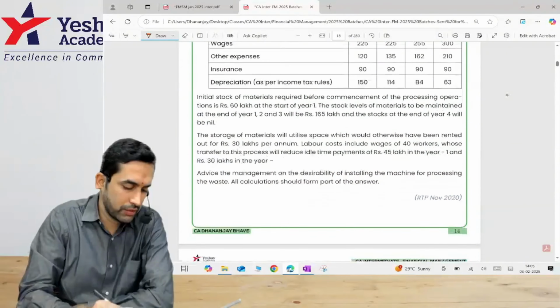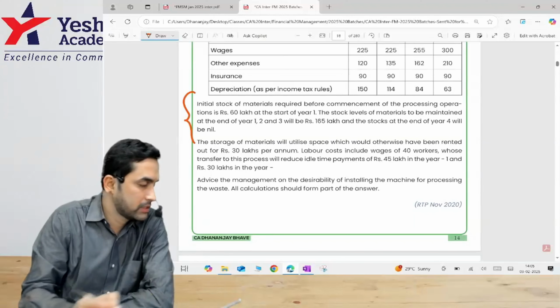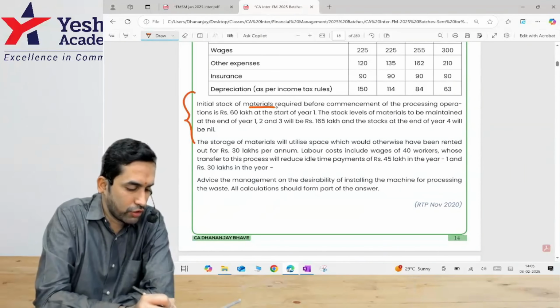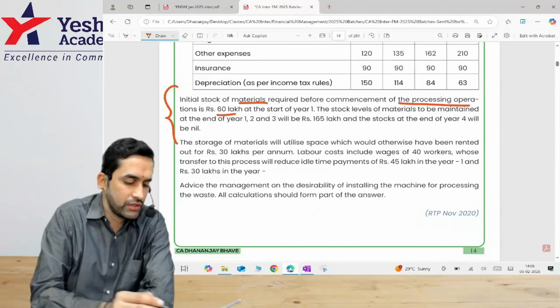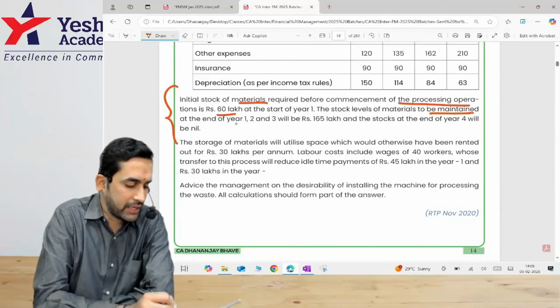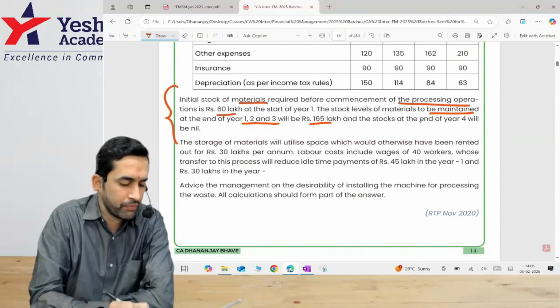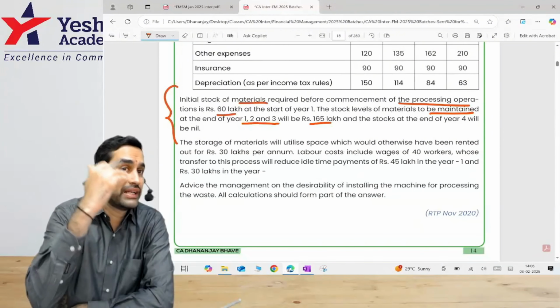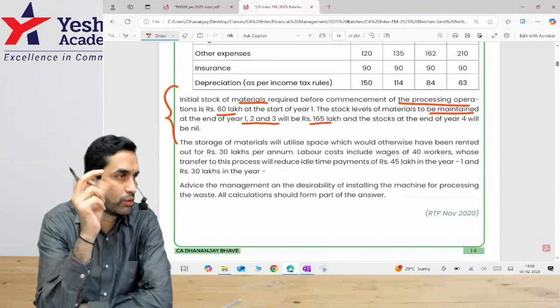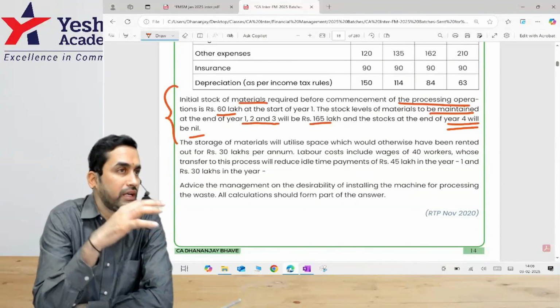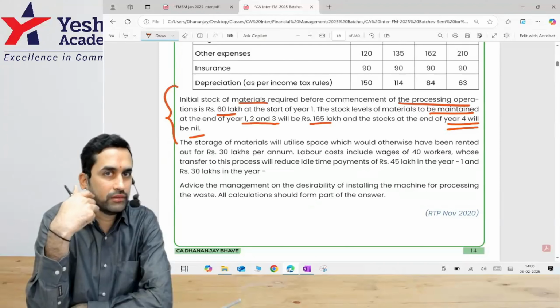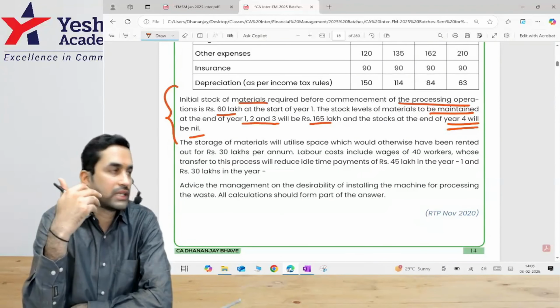Page number 14. In this, you can see initial stock of material required is 60 lakh. When they say initial stock, it is year 0. Stock level to be maintained at the end of year 1 to 3 will be 165 lakh. You had to make some extra investment for the stock to go up. And then they said stock at the end of year 4 will be nil because all the working capital, the stock will go out and cash will come to you.